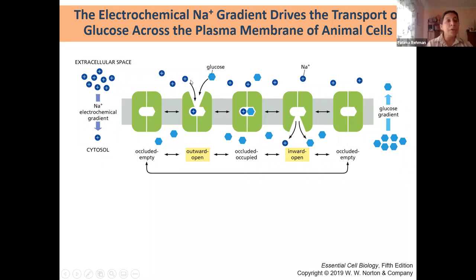So if you are either short in glucose or short in sodium, this transport cannot happen. You need both in order for it to work properly or work efficiently, right? So if you don't have enough sodium ions, then you won't be able to transport glucose and vice versa.